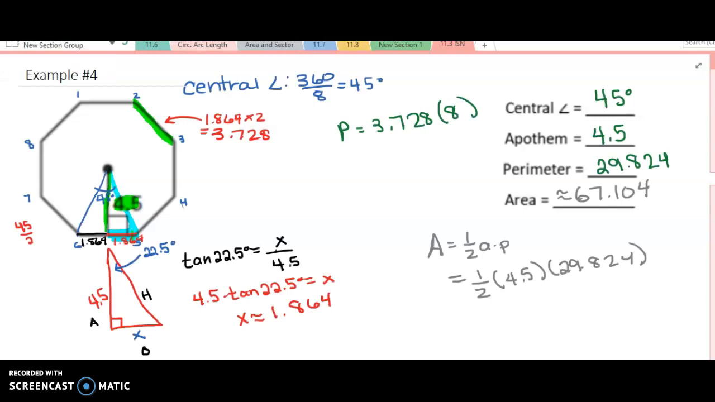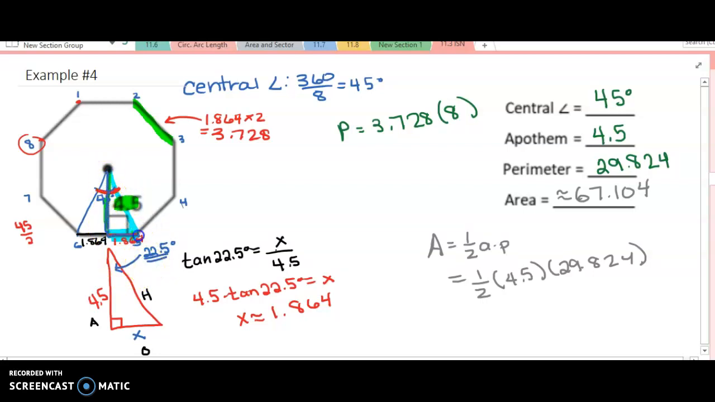All right, so first you find your central angle. I always label each vertex. I just go around in order so I don't skip one and I don't double count one. And you get that this is an octagon. It has 8 sides. So 360 divided by 8 gives you 45. My central angle is 45 degrees. Now when I draw my apothem, it divides that angle into 2 congruent pieces. So each one is 22.5 degrees.